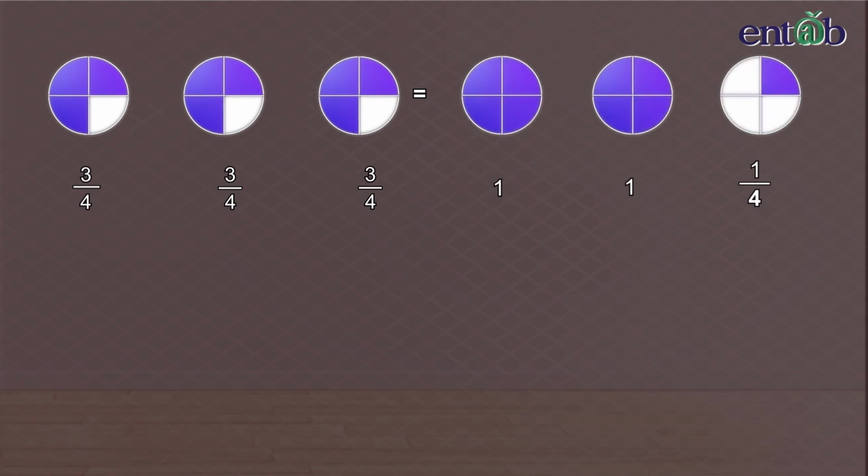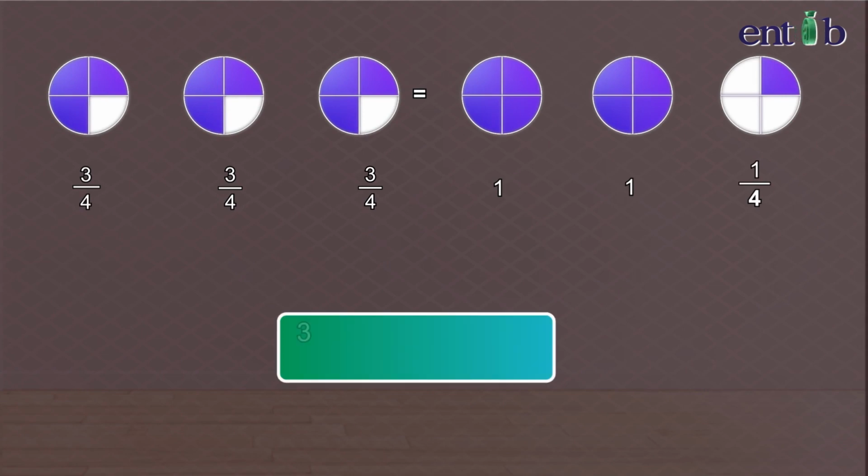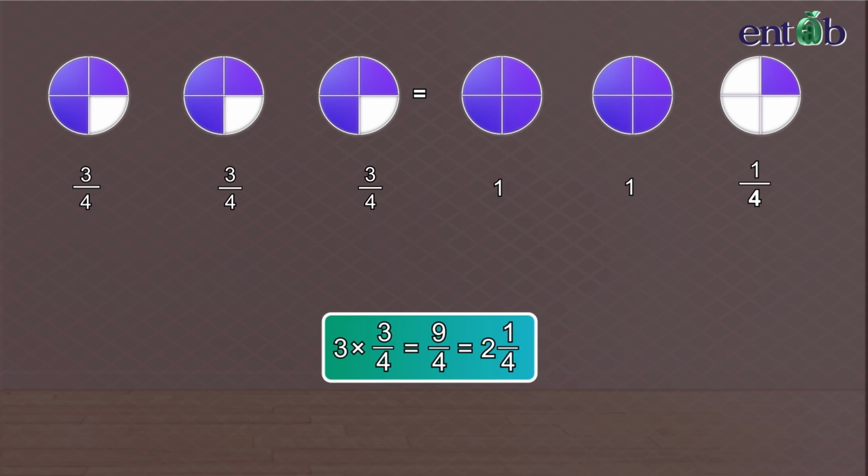Did you observe that the pictorial representation can be written mathematically as 3/4 plus 3/4 plus 3/4 is equal to 9/4, which is equal to 2 1/4? Also, multiplication gives the same result as repeated addition. So, we can say that 3 times 3/4 is equal to 9/4, which is equal to 2 1/4. Can you now tell what this picture represents?